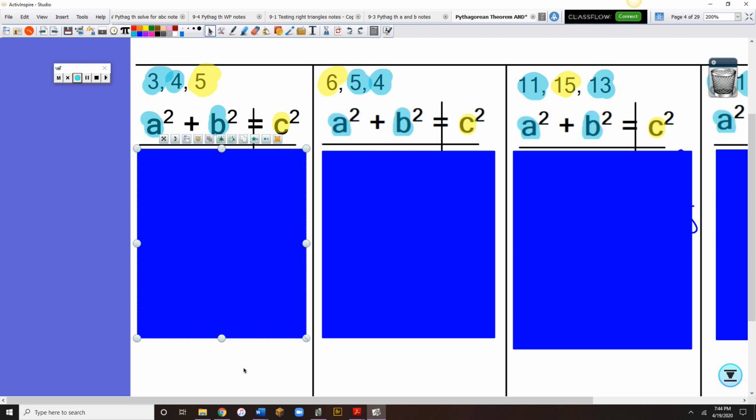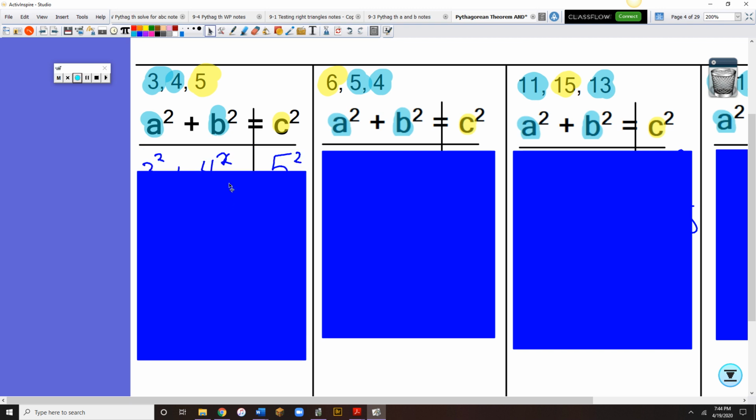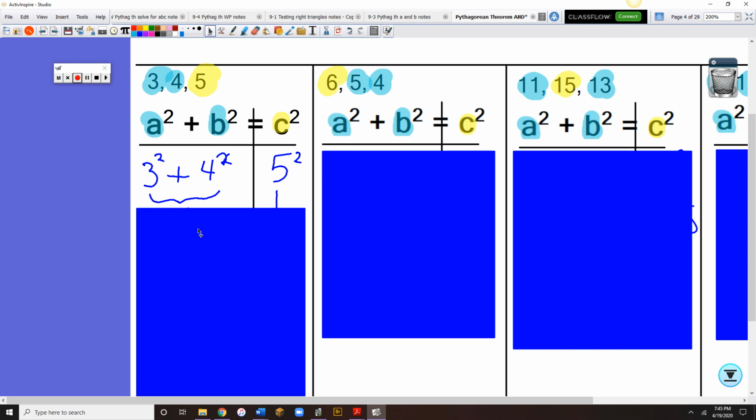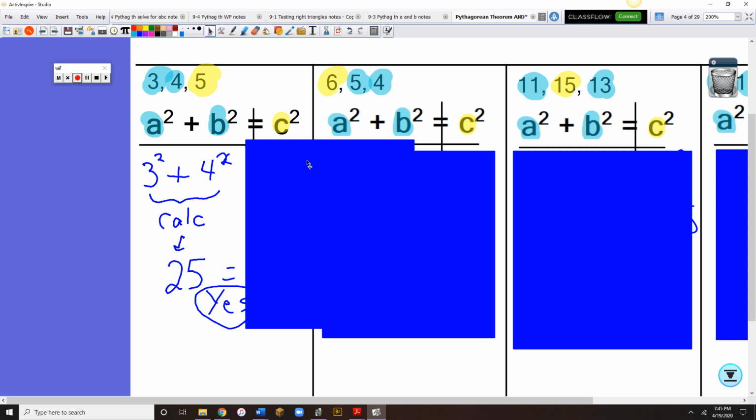Now, forgive my handwriting. Okay, so I've subbed in 3 for A and 4 for B, and it really doesn't matter. The A and the B, you can switch them. I could have written 4 squared plus 3 squared. It doesn't really matter. But it's really important I put the 5 underneath the C, and don't forget the little squares.